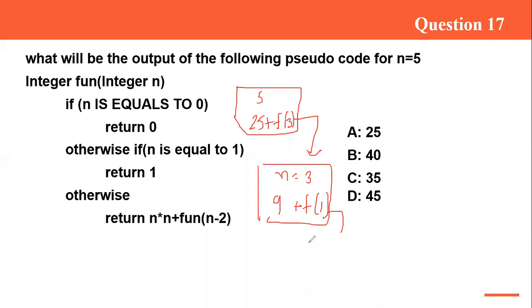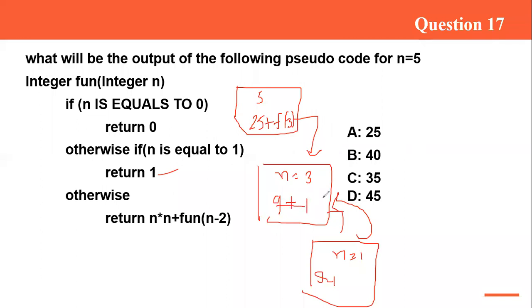But f of 1, again, if you call the function with 1 as n. N is 1 in this block. Now in this block, what will happen? 1 equal to 0, false. 1 equal to 1, true. As it is true, return 1. Where will it return? Wherever we call this function. I call this function here, so this f of 1 will be replaced with 1. I'll write that: it was 9 plus 1. Got it? This 9 plus 1 is 10.